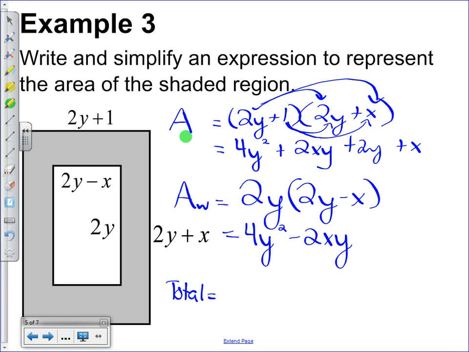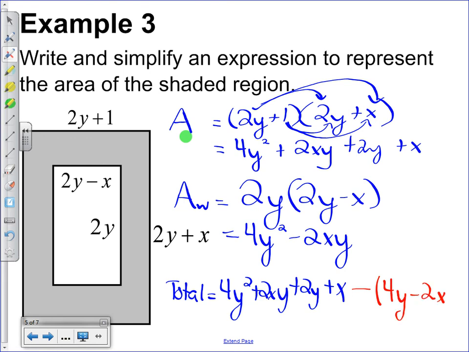Good. Now you have to be careful here. I'm going to write the area of the total, good, 4y squared plus 2xy plus 2y plus x. I'm going to minus it. I have to minus it from the whole thing, the whole white part. So when I'm subtracting something, I have to put this in brackets. Okay, so be careful there. If you just forgot the brackets, you're going to get the wrong answer because you're not even subtracting this last part here. So when you're subtracting something, you're subtracting all of it, which is why we put it in brackets.